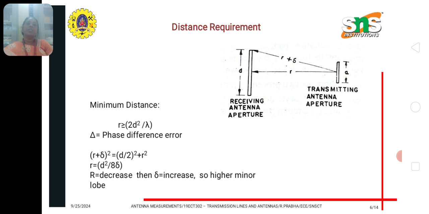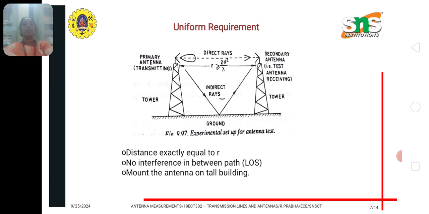In the measurement of radiation pattern, we have a minimum distance requirement. In between the transmitting and receiving antenna there should be a distance r, which must be equal to 2d squared by lambda. Here d is the dimension of the receiving antenna aperture, and lambda is the wavelength at the frequency of operation. Lambda is calculated from the formula c by f, where c is the velocity of light in free space, and f is the antenna frequency or the resonant frequency where the antenna is operating. The uniform requirement is also available. From the primary antenna to the secondary antenna we have the same space, with the distance r equal to 2d squared by lambda.